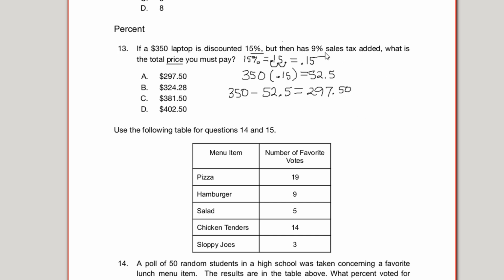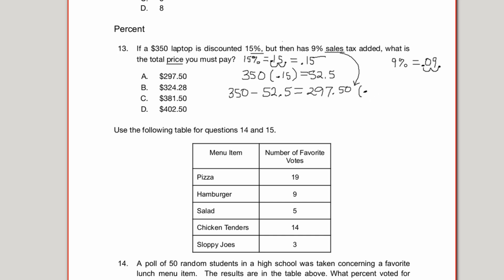So we're going to pay sales tax on this sale price. So we'll take the $297.50 and multiply this by 9%. Now again, with 9%, you've got the 9 with the decimal point here at the end. We're going to move it 2 places to the left. There's nothing up to the left of 9 but a 0, and we'll add the decimal point there.